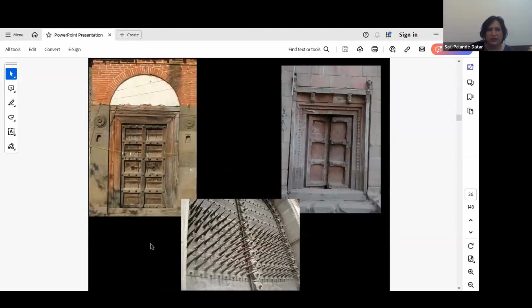These are the different kinds of doors that you come across. The doors of the fortified castles or the gadis generally have these kinds of spikes on the top, which are to prevent elephants from banging on them and so on.